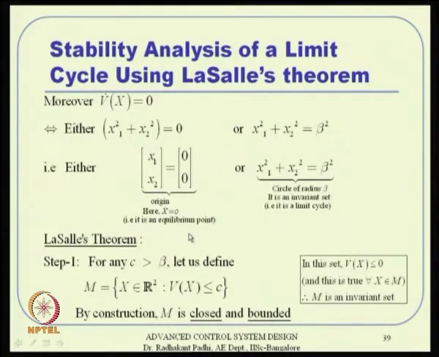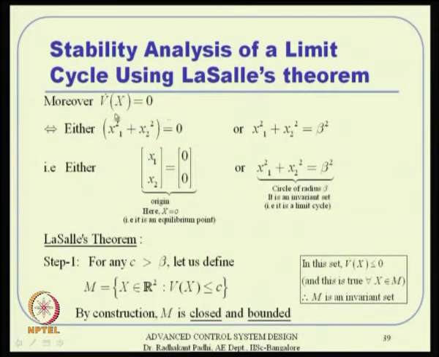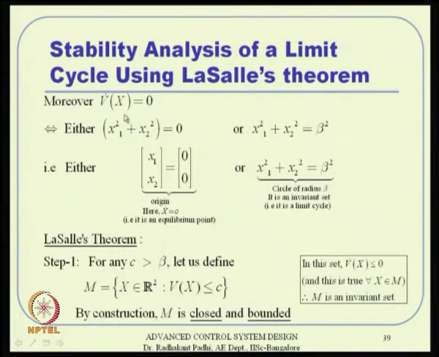So, now we will study when this V dot happens to be equal to 0. Remember V dot is this expression anyway. So, V dot happens to be 0 when either x1 square plus x2 square equals 0, or x1 square plus x2 square equals beta square. This expression clearly tells us that. If it is equal to 0, then we will end up with the origin, since x1 square plus x2 square equal to 0 will happen only when x1 and x2 both are 0. So, this condition will give us the origin, that means the equilibrium point, and this particular condition will give us a circle, which is nothing but a limit cycle of radius beta basically.